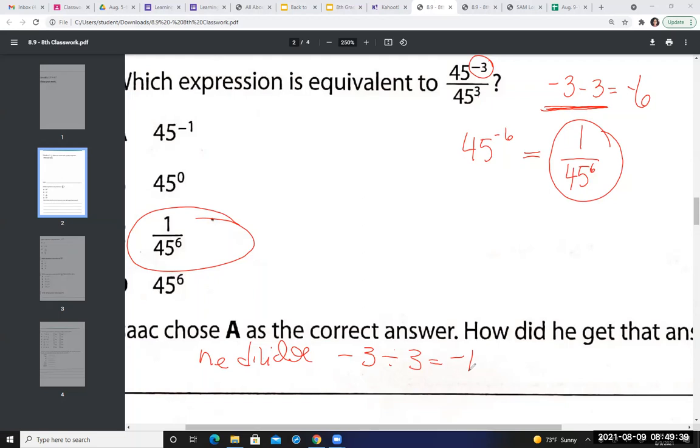How many rules you got? 6. Everybody got what you need?